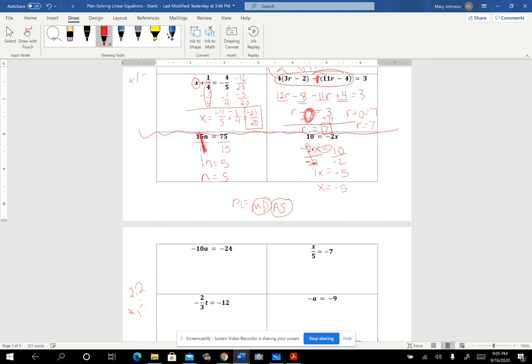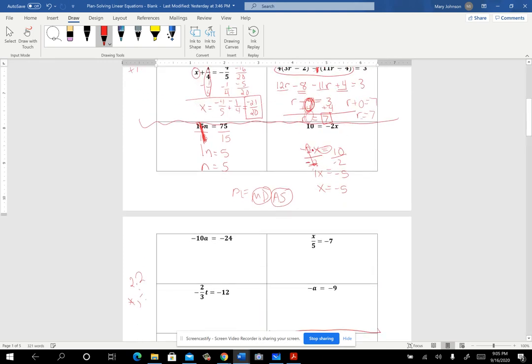Okay. And I'm not really doing the check step on this. I'm just doing the first three. Oops, moved that too quick. All right, so let's continue.